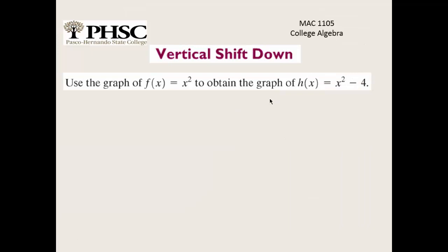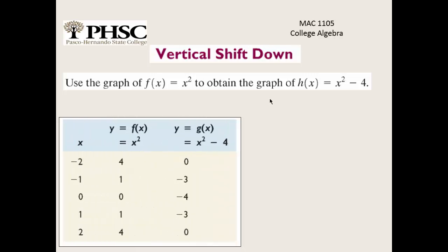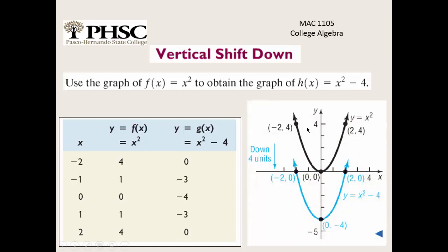And so again, the base function is f of x equals x squared, h of x equals x squared minus 4. So then what we're doing to the output of the base function is we're subtracting 4. Here's the table. So negative 2, 4 is the ordered pair for the base function. Negative 2, 0 becomes the ordered pair for the vertical shift down. The origin 0, 0, or the vertex of the base function becomes 0, negative 4. And this is what the graph looks like. So here's the base function in black, and then the vertical shift down here in light blue.